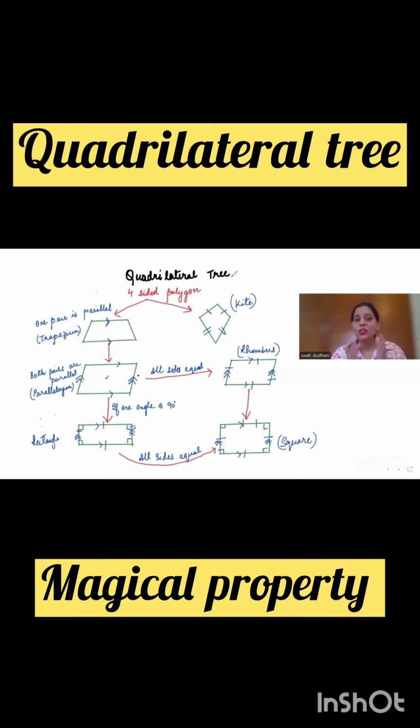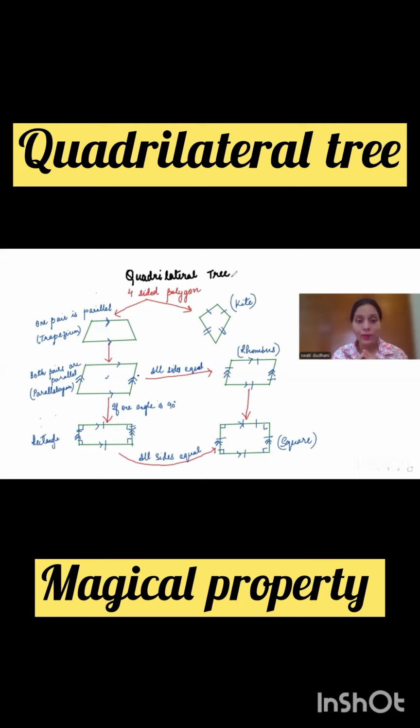See, this is a tree. Trapezium. I will again repeat. A quadrilateral is a trapezium when? If you prove one pair is parallel. Now, if in a trapezium you prove both the sides are parallel, it becomes a parallelogram.